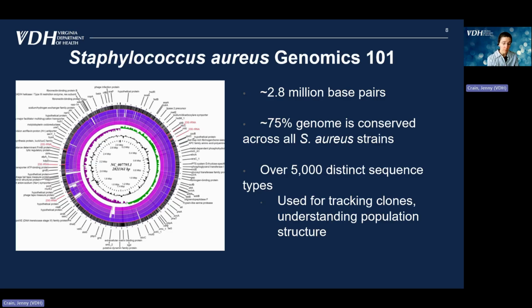So it is important to remember that there is 25% variation between strains, and it's that variation that has contributed to over 5,000 distinct sequence types of Staph aureus. And it's these sequence types, or these genetic differences, that we use to track clones and to understand transmission, as well as population structures, or what strains are persisting in communities or hospital settings, for example.